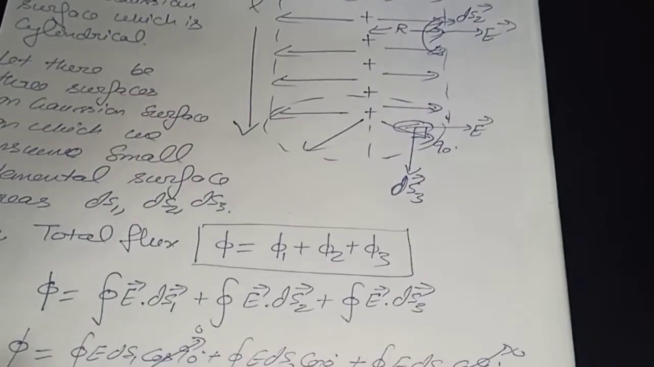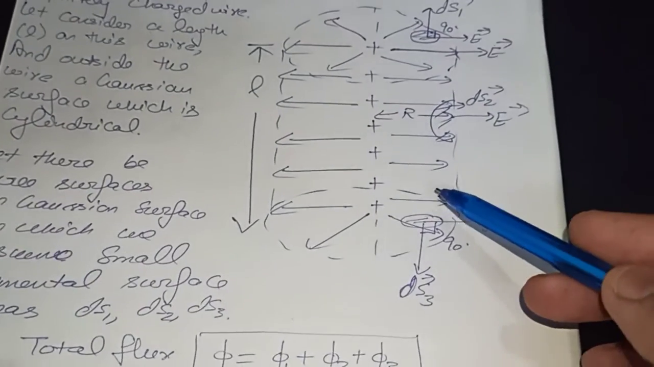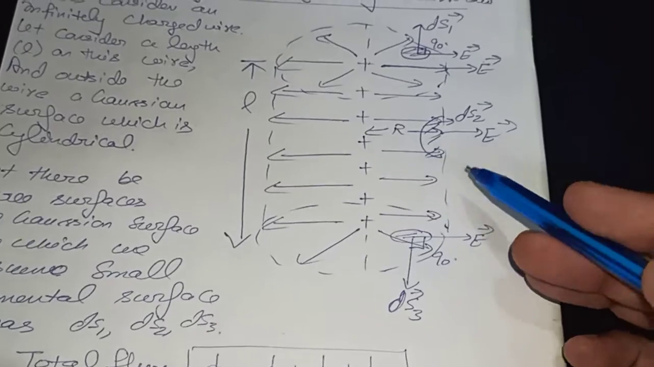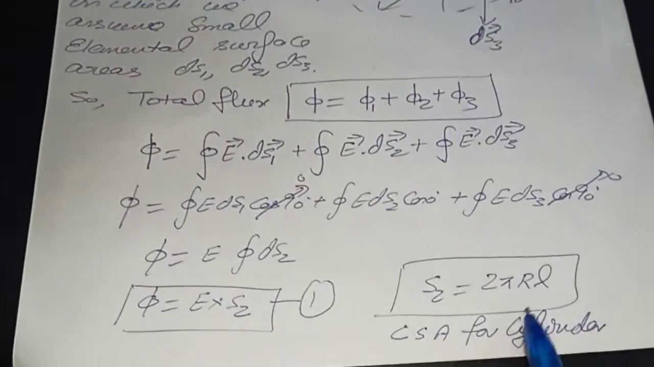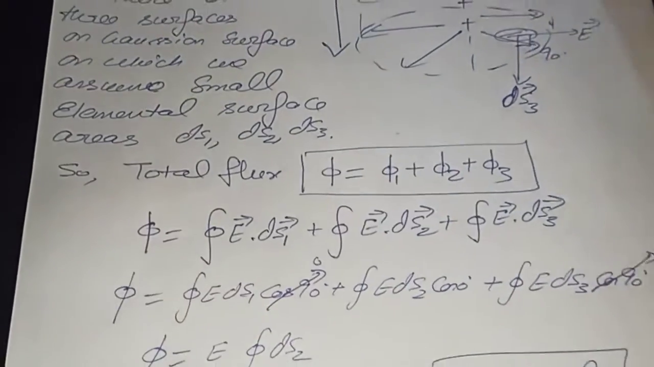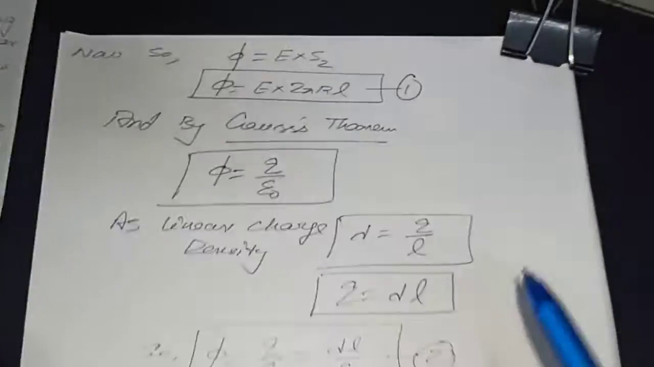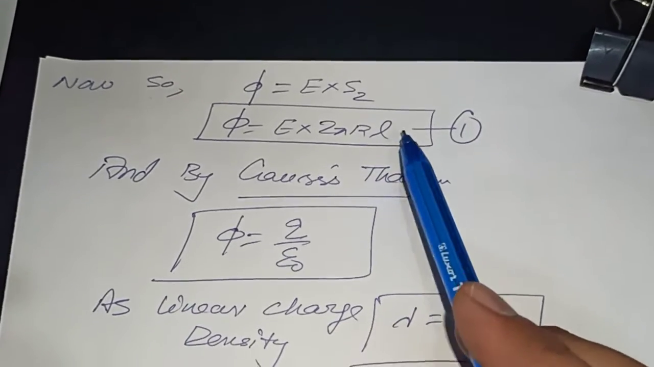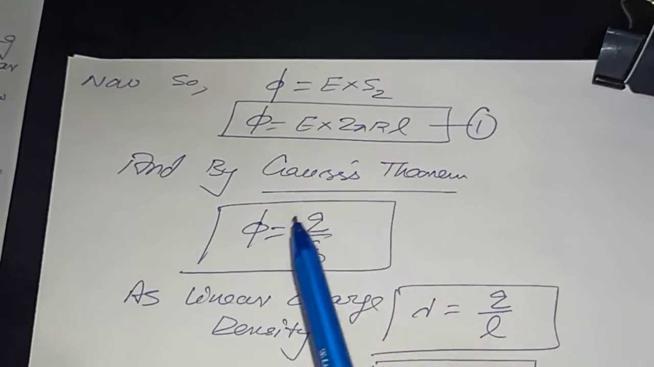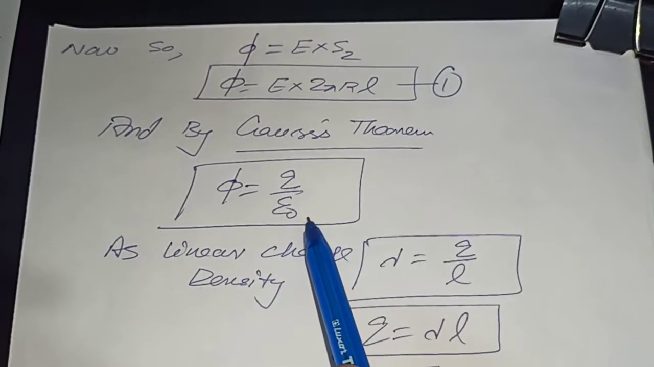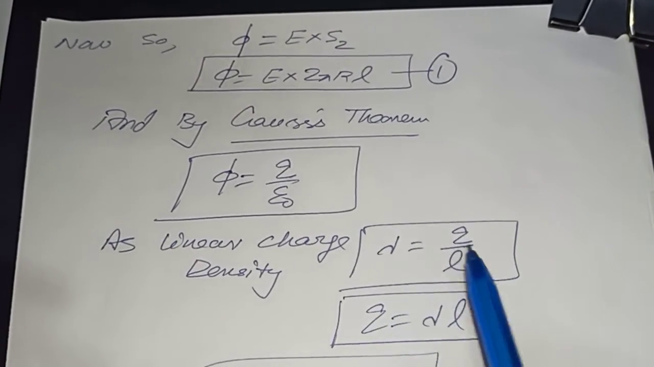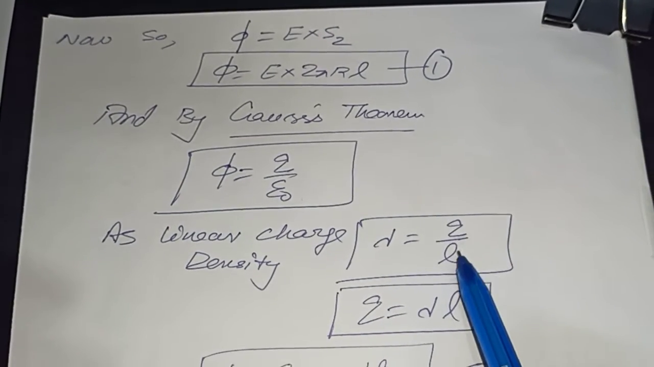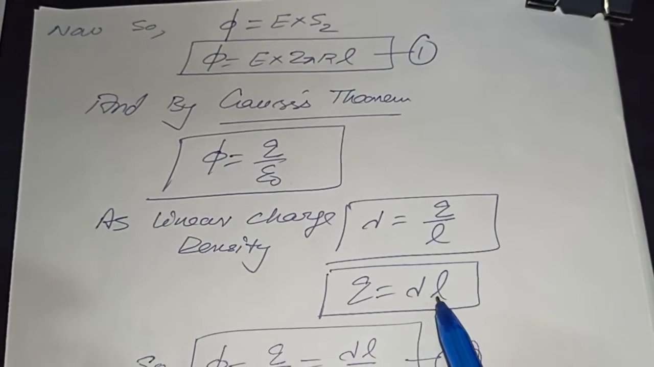S2 is the curved surface area, that is 2 pi rL. For the curved surface area of the cylindrical portion we have the formula 2 pi rL. Now by putting this S2 in the first equation, we get E into 2 pi rL, the first equation. Gauss theorem says that phi is equal to q upon epsilon naught, and for linear charge density lambda, we have already discussed that lambda is equal to q upon L, total charge upon total length. So total charge is equal to lambda into L.